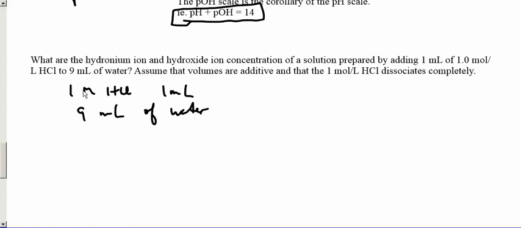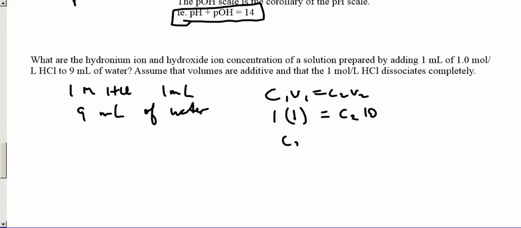So what am I doing when I add in 9 milliliters of water? I am diluting the HCl. I know its original concentration. I need to know its final concentration. I'm going to pull out C1 V1 equals C2 V2. Original concentration is 1. The initial volume is 1. Some people will be concerned I'm working in milliliters, but as long as my volumes have the same units on both sides, I'm okay. I'm interested in what the new concentration is, and the new volume is going to be 1 plus 9, which is 10. So C2 is going to be 0.1 molar.